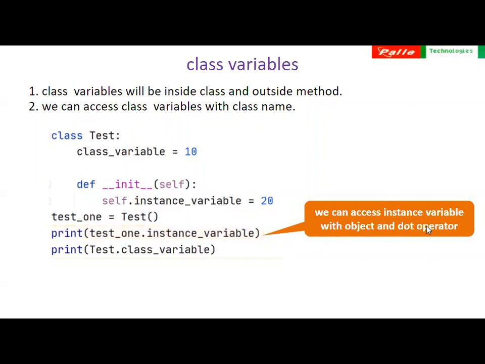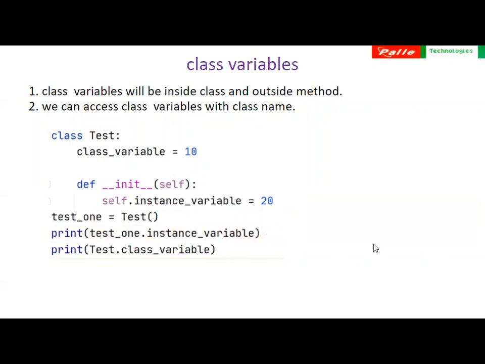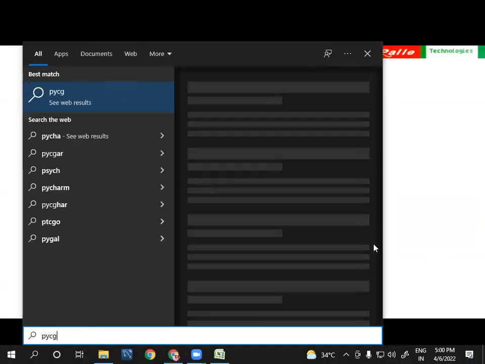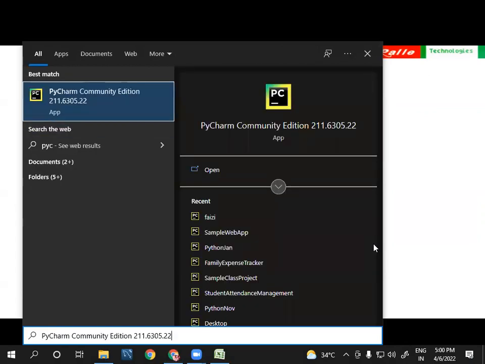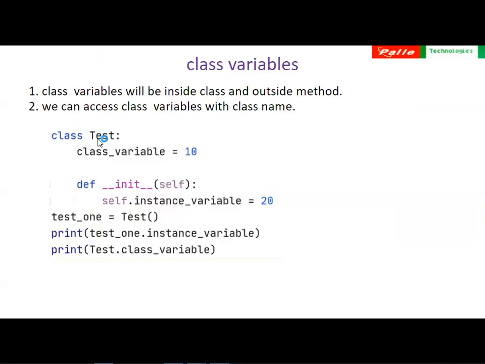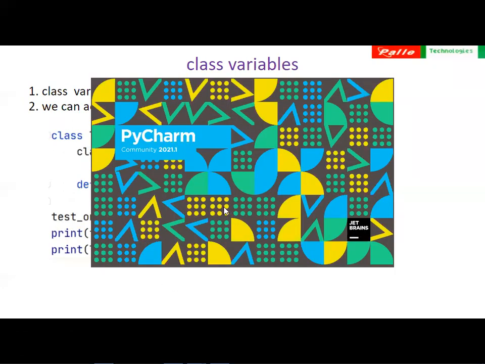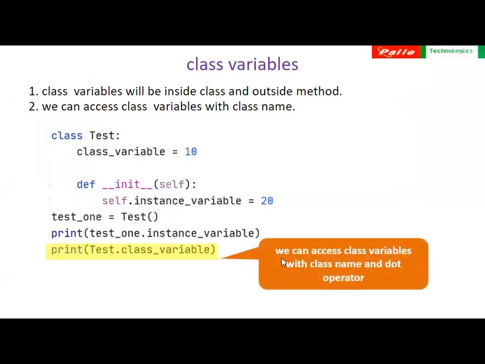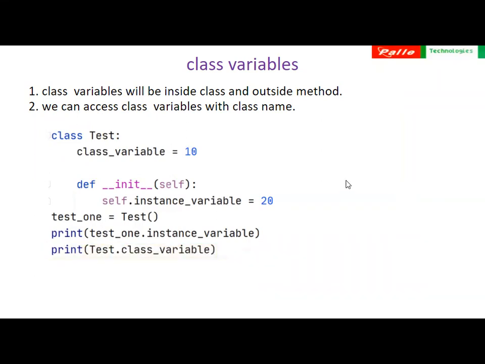Same thing you can see here. We can access an instance variable with the object and the dot operator. And how do we access a class variable? By using the class name. What is the class name here? The class name is Test. So if I give Test dot, I can access the class variable: Test dot class variable. Is it clear? So we can access class variables with the class name and dot operator. This is all about class variables. Is it clear?